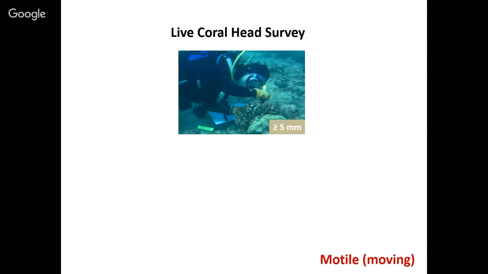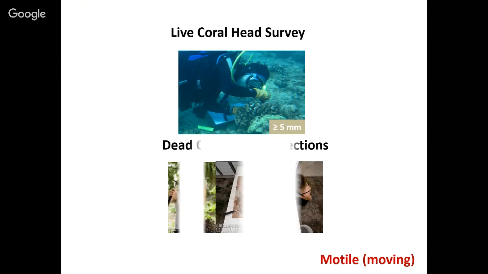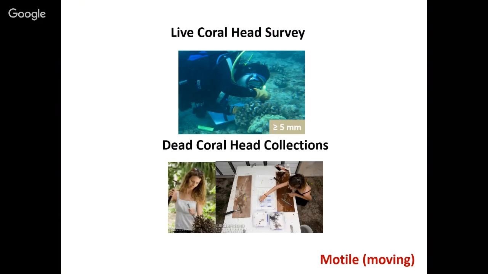Now, some people have done live coral head surveys. Here's a representative of someone with their flashlight looking inside a Pocillopora head, and she's looking for all sorts of cryptofauna that are commensal with this Pocillopora head, but they're counting only stuff greater than 5 millimeters. Other researchers have essentially removed dead coral heads from the reef, and then they break them open with a hammer and chisel and pull every single organism off of the coral head and enumerate them and identify them to try to understand the community. And this is for the motile organisms, so anything that moves around.